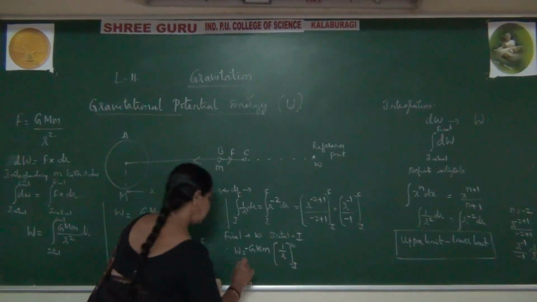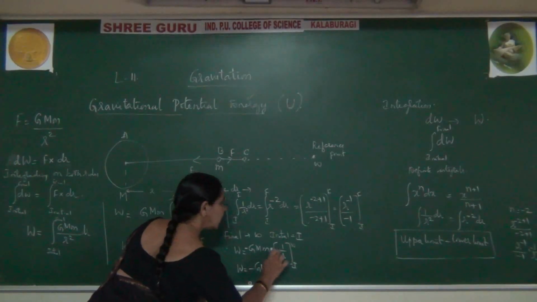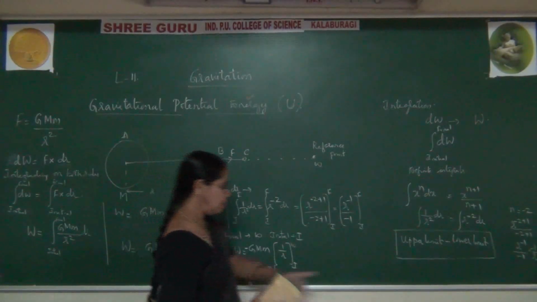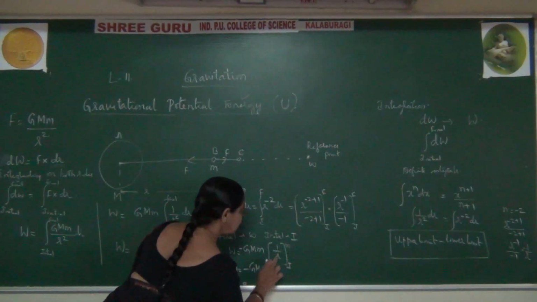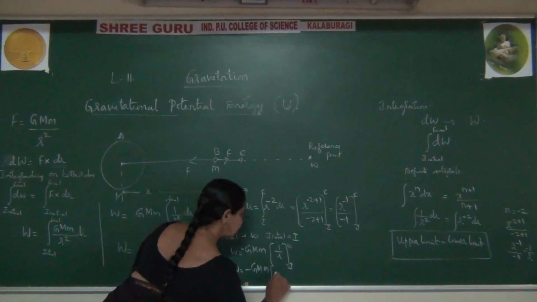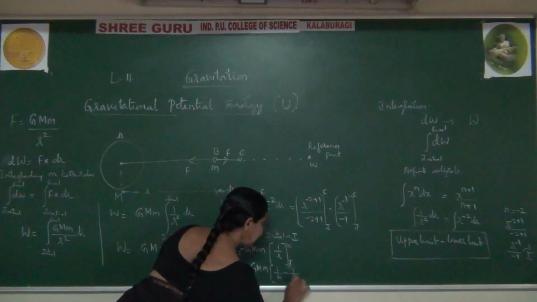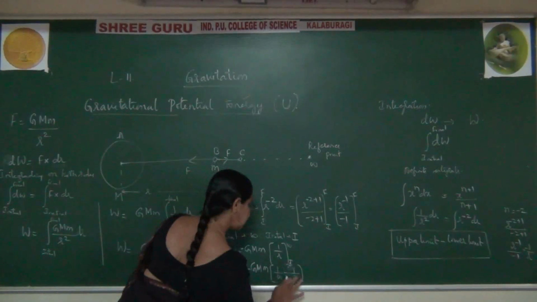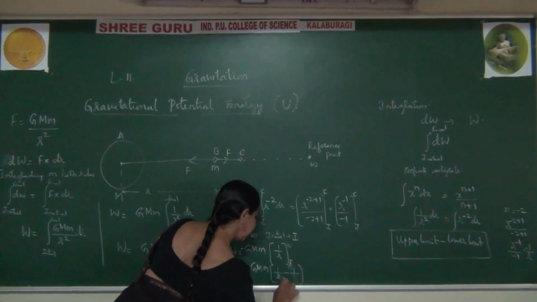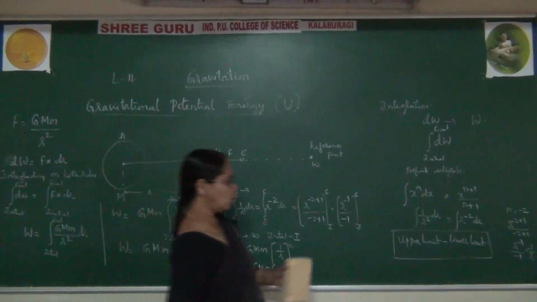Then your answer becomes W is equal to minus G capital M small m. Here this is upper limit. Please observe, this is upper limit minus lower limit. Wherever you have variable, there you have to substitute. So this becomes 1 by infinity minus 1 by I, that is initial. So I write for your reference, r infinity, this is r I, like this. Okay.